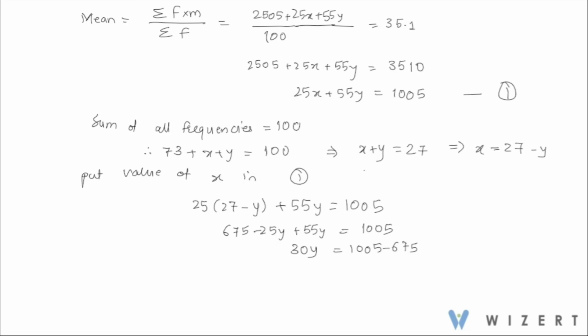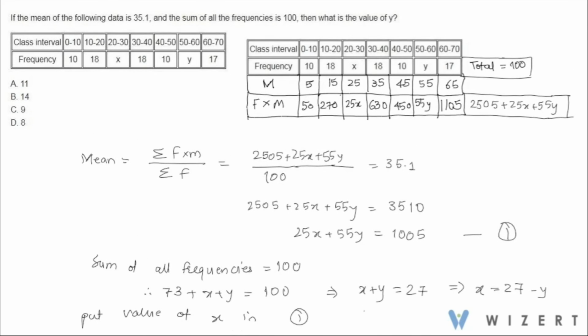So we have 30y equal to 1005 minus 675, which is 330. 10 minus 7 is 3, so this is 330, which gives us y equal to 11. So let's look at the options. Yes, the answer is option A.